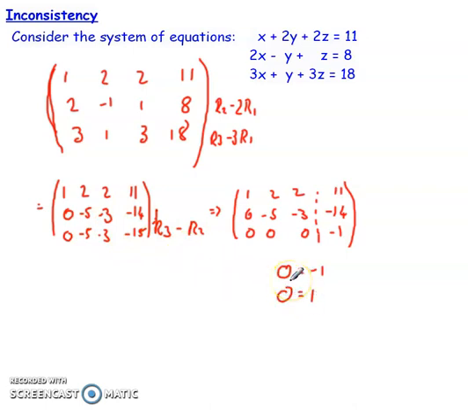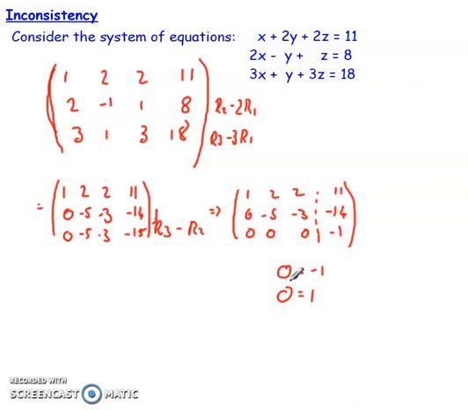Now that doesn't work. That would break mathematics. You can't have 0 equal to -1 or 0 equal to 1. So this means that the system of equations is inconsistent. There's no solutions at all for this system of equations, whether it's a single unique solution or an infinite number of solutions like we would have with a redundant system of equations. There's absolutely no solution that satisfies all 3 of these equations.